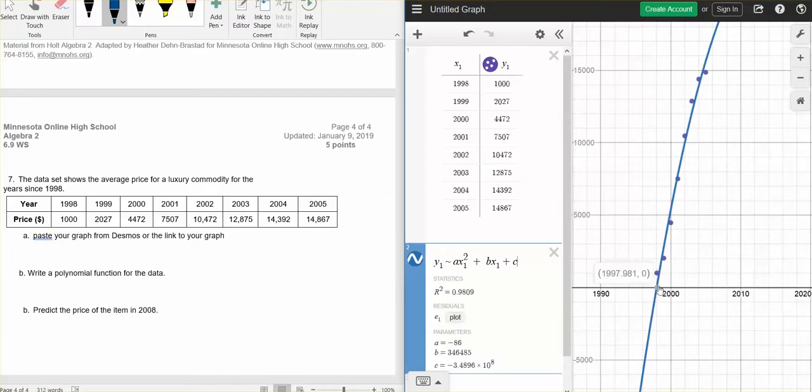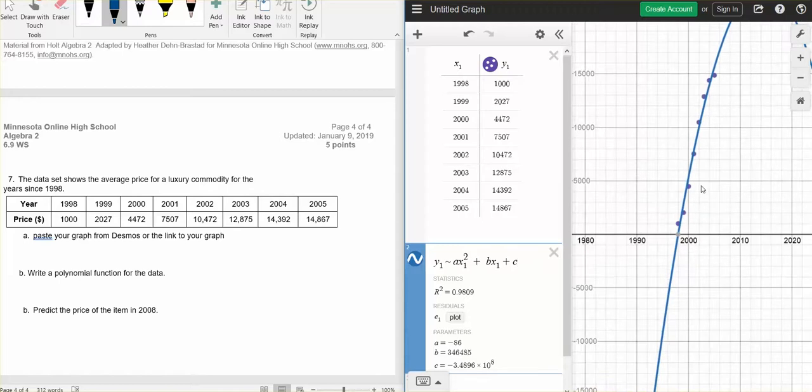Now you can see it graphed it, and it's not super good. It's okay, but it doesn't really seem to show those little curves that I saw. R squared is close, 0.9809, so it's not a terrible fit to this data, and it might be reasonable.